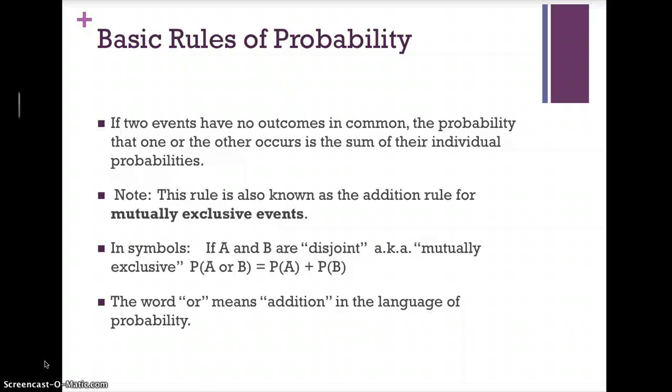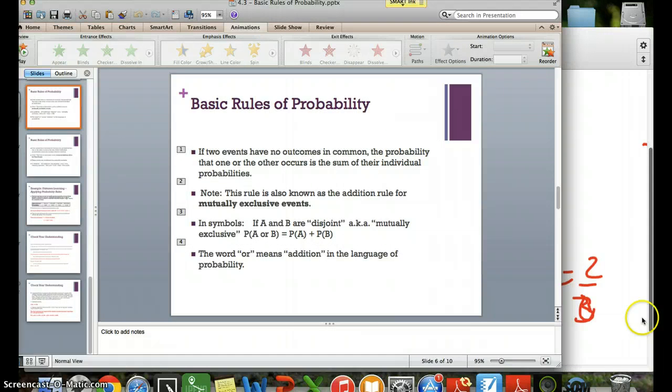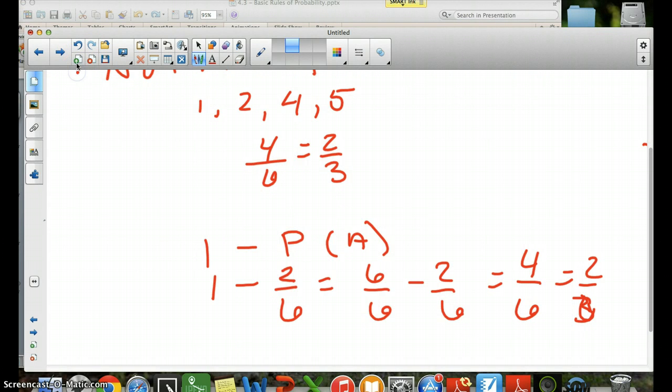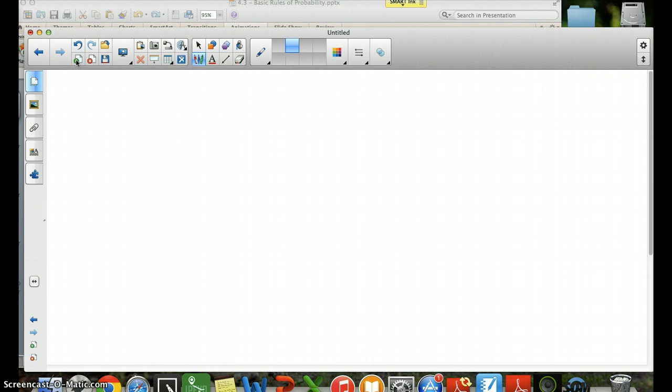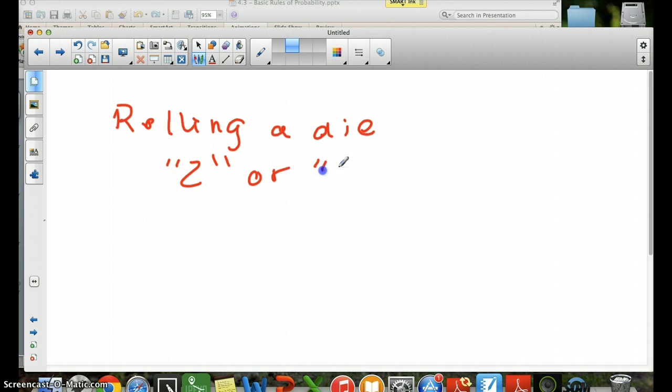And just for the sake of review of probability, the word or would mean to add with probability. So let's take a look at an example there. Mutually exclusive events could be something like rolling a die. So let's go back to rolling a die and rolling a 2 or a 5.